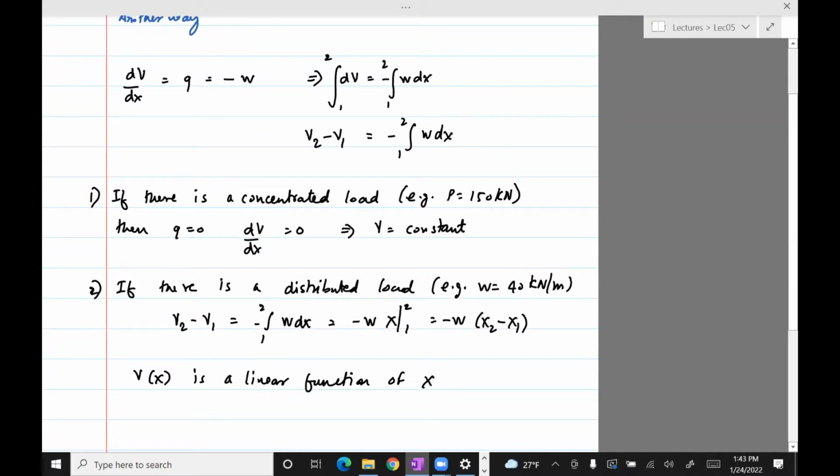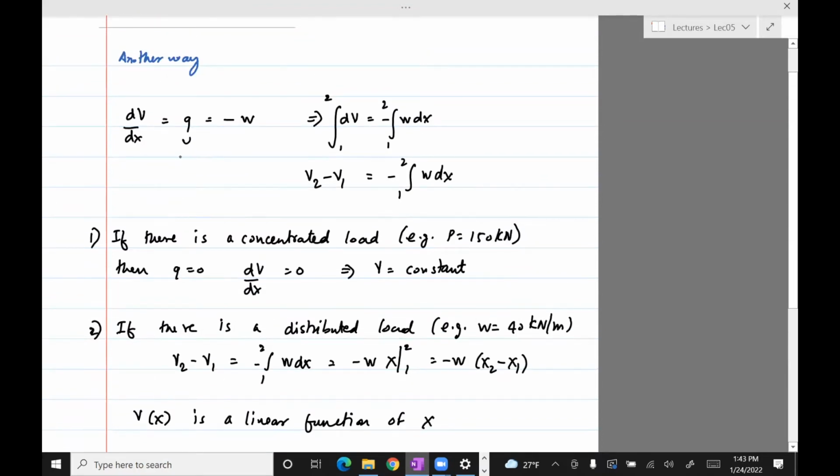This might be a dumb question, but this concentrated load, q equals 0, because this stands for distributed load. You can see that q is dV/dx. The units of q are something like kilonewton per meter. It's not kilonewton. In fact, that's the definition of shear force. The units of this is kilonewtons.